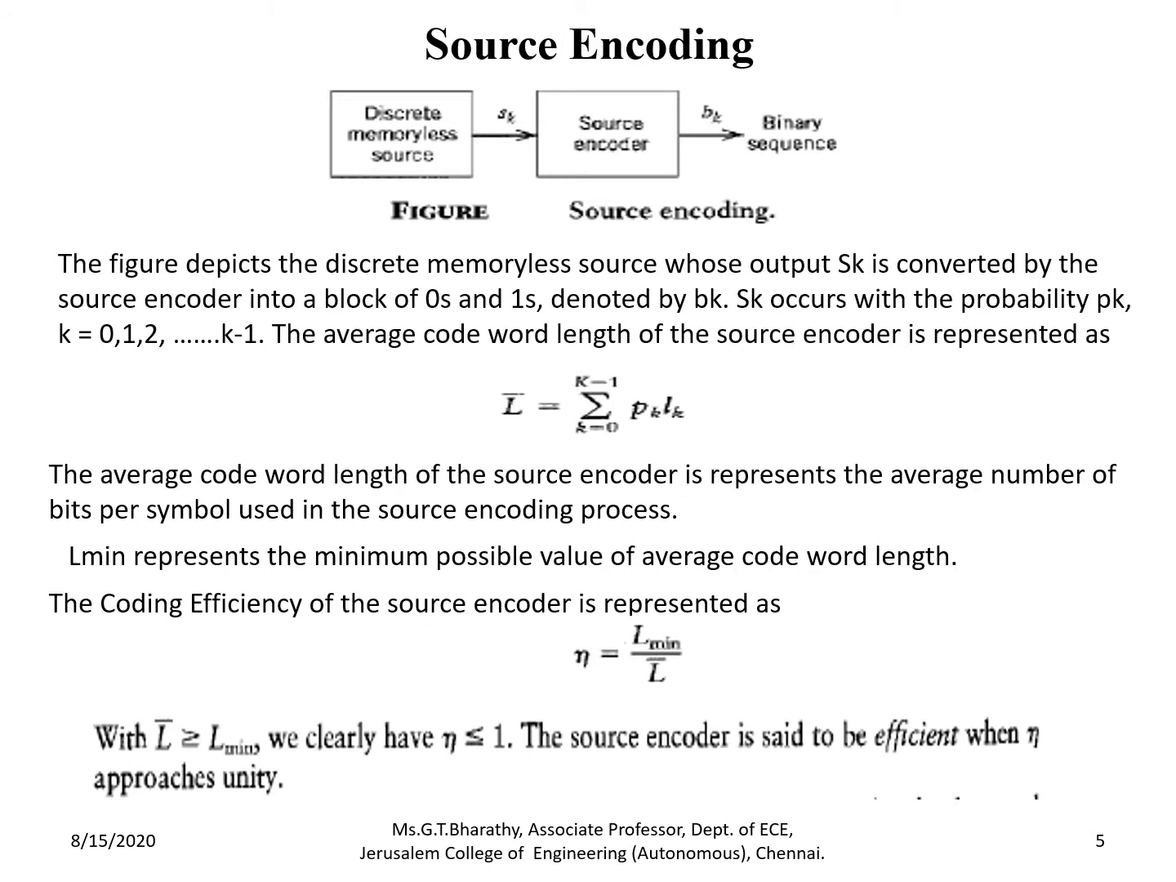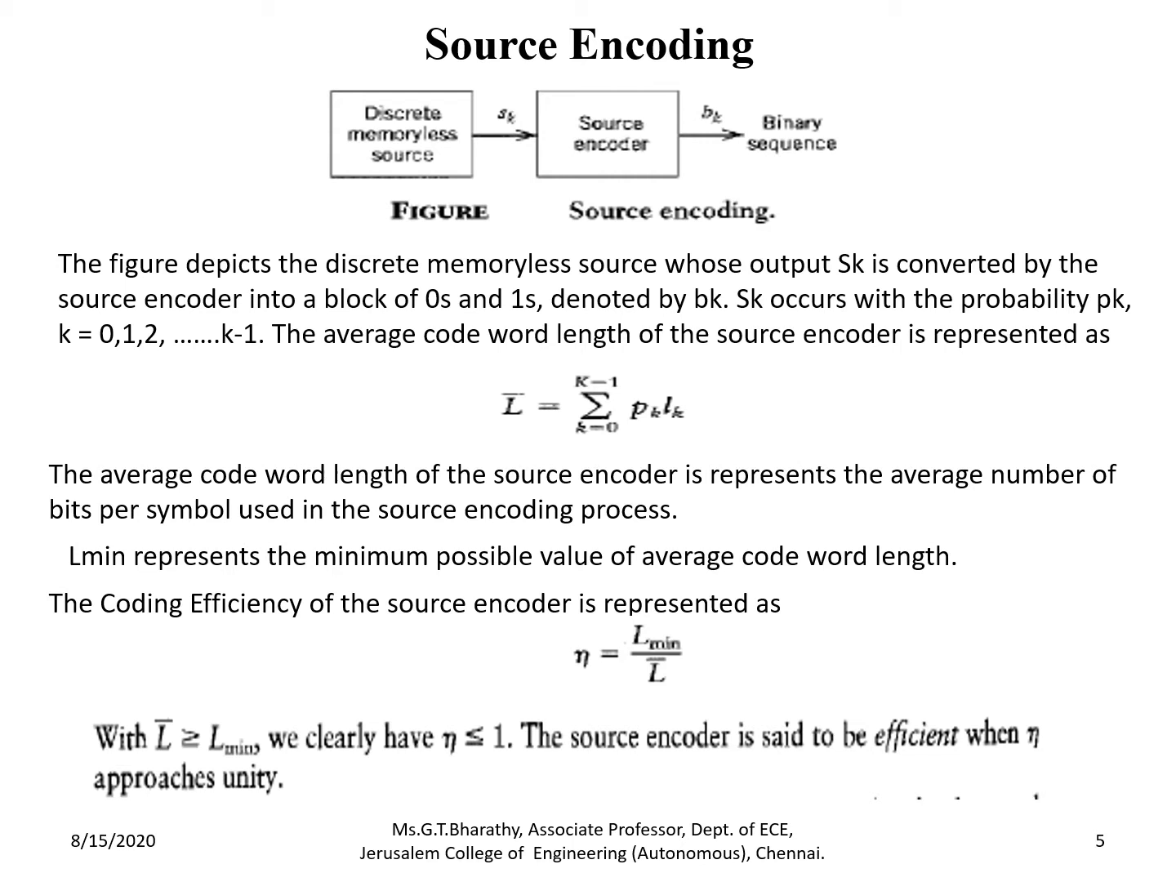We saw the block diagram of source encoding, where a discrete memoryless source generates symbols Sk with probability represented by Pk, and the source encoder converts this Sk into a binary sequence Bk. So the average code word length is given by the summation from k equal to 0 to K minus 1 of the product of probability and the information Ik. And we also saw that the information gained and the probability of occurrence are inversely proportional to each other.